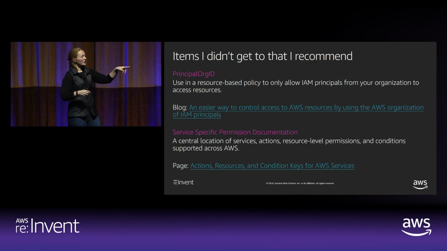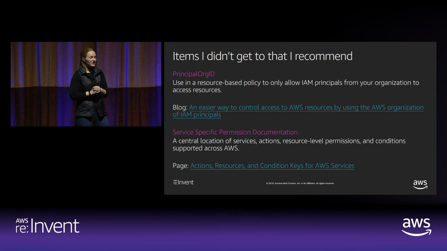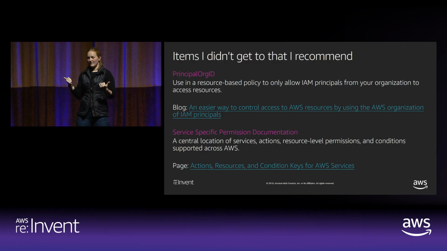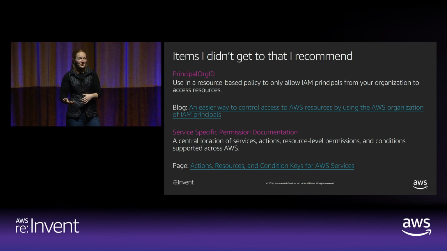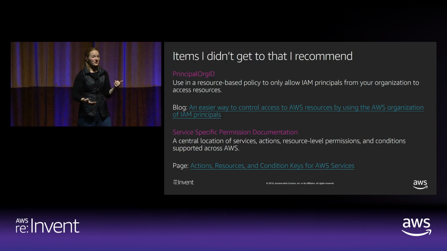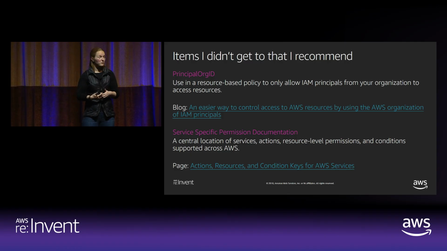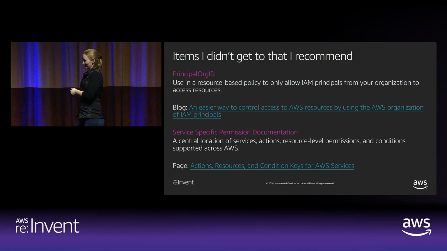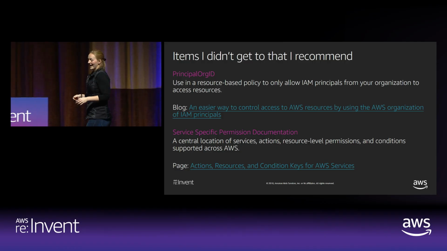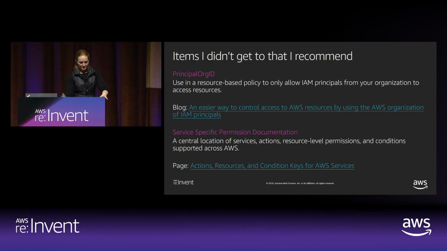And then second, service-specific permission documentation. Who's used the policy editor? Right, okay. So you'll see a selection of actions and resources and what conditions. That same information is available to you in our documentation. It's really easy to navigate and explore. So please hit up the actions, resources, and condition keys for AWS services. It's my go-to when I'm trying to figure out what permissions I have available to me.